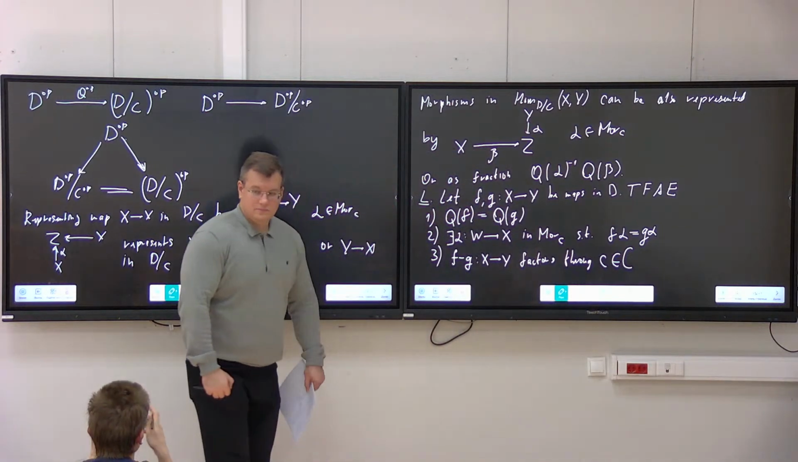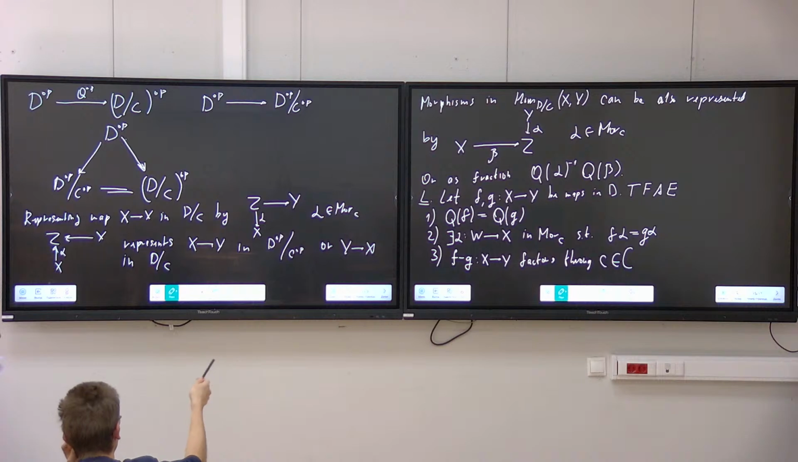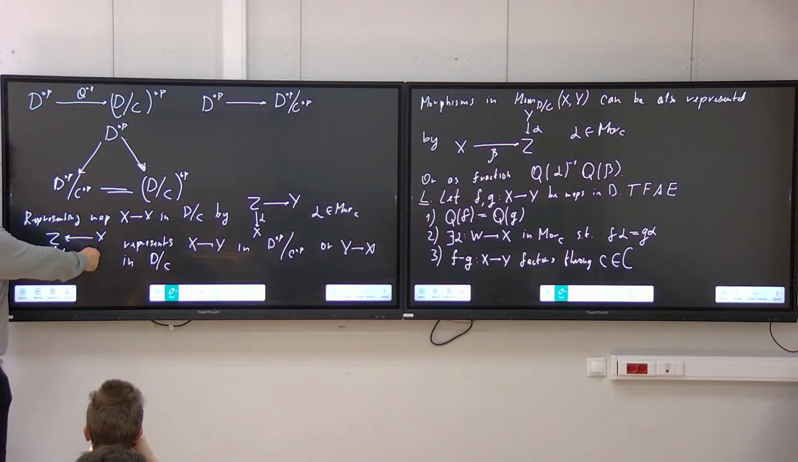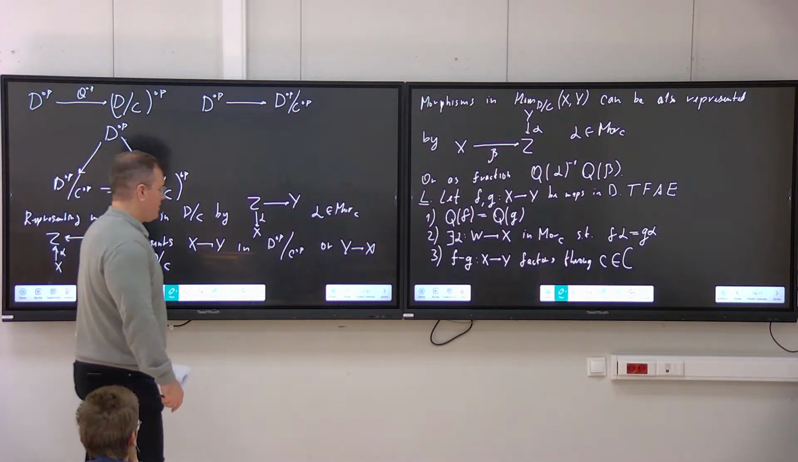May I ask for questions? There we had alpha in Mor C, and then we say it can also be represented by such a diagram, with alpha in Mor C, but alpha goes from Y to Z, not from X. This is exactly what we have in this diagram, because in the category D localized at C, this represents a map from Y to X. There's a map in the morphisms of C that goes from X to Z, and there's a map in the morphisms of C that goes from Y to Z. Yes, so what's the problem? Okay, this is for any morphism, right? Yeah, I understand. And now I'm going to erase this.